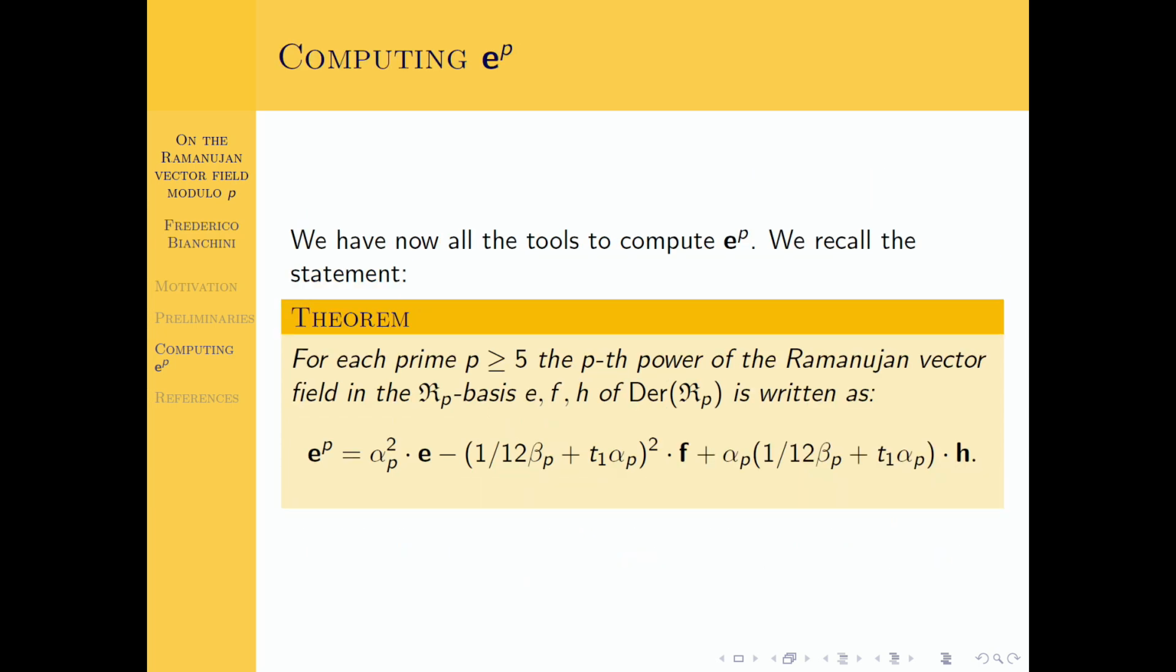So now we have all the tools to compute the pth power. Okay. So we recall the statement. For each prime P, the pth power of the Ramanujan vector field in this RP basis is written as this thing. Okay, so we have quadratic polynomials in alpha P and beta P, and this guy here we already know it's a first integral.